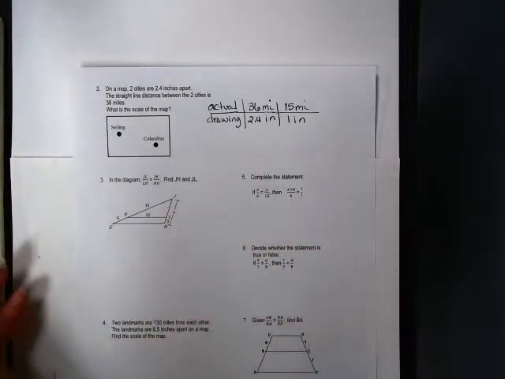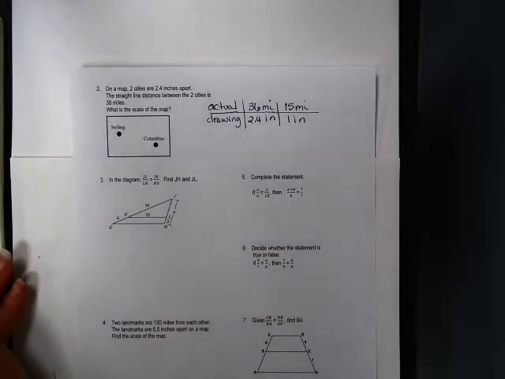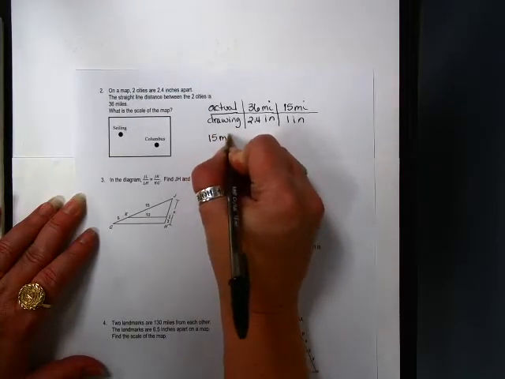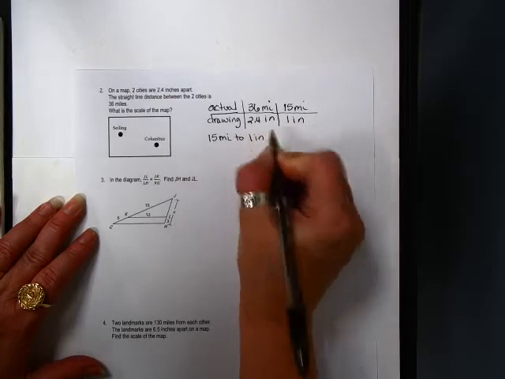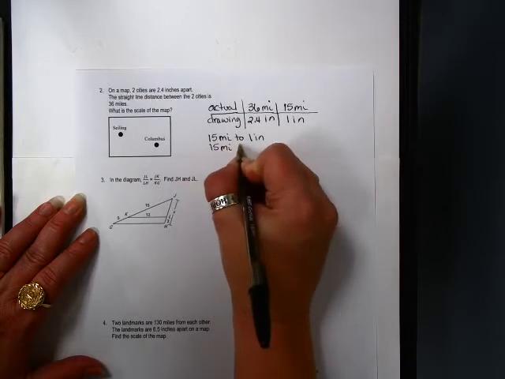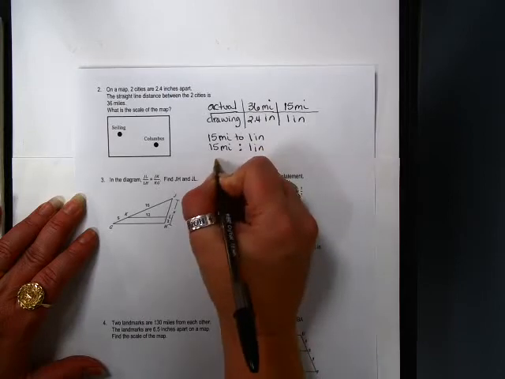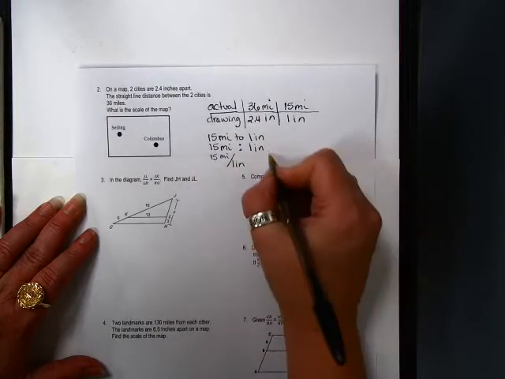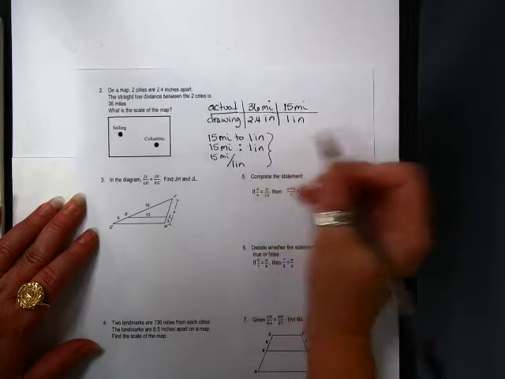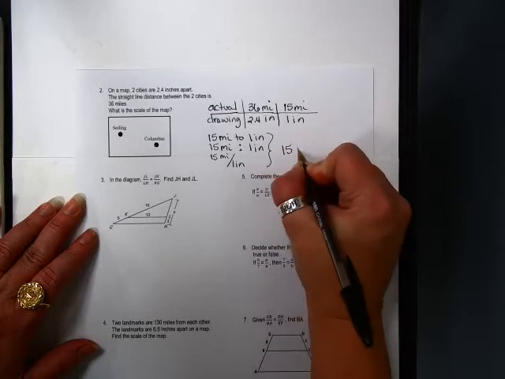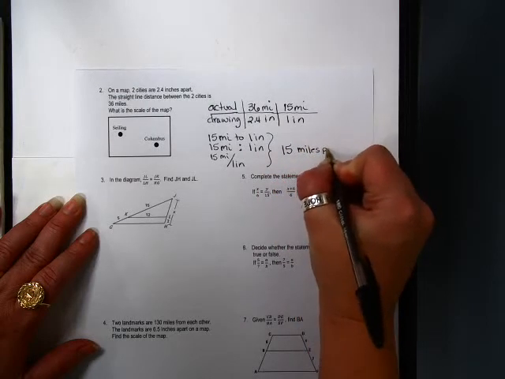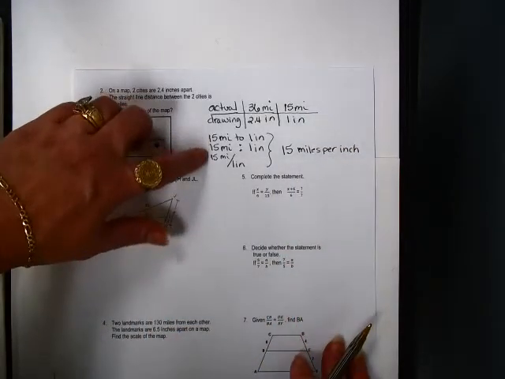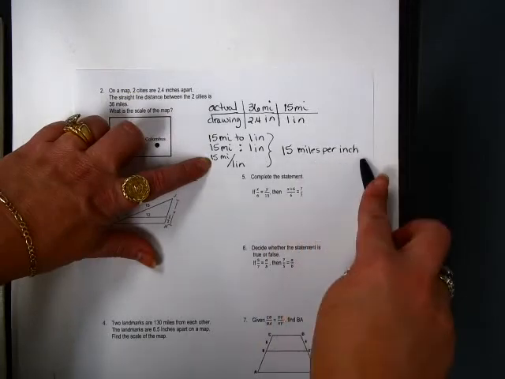Okay, now, for a scale ratio, we want the denominator to be 1. So this is going to be 15 miles to 1 inch, 15 miles colon 1 inch, or we can put 15 miles over 1 inch. But usually what we see and how we use it in everyday life is 15 miles per inch. Okay, so those are the 3 ways to write the ratio, and that's usually how we see it in real life.